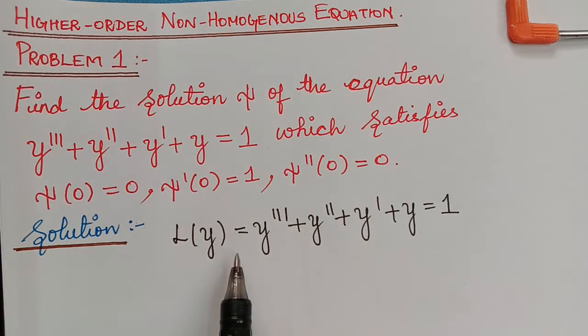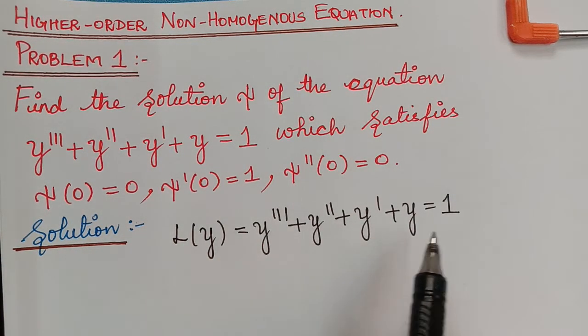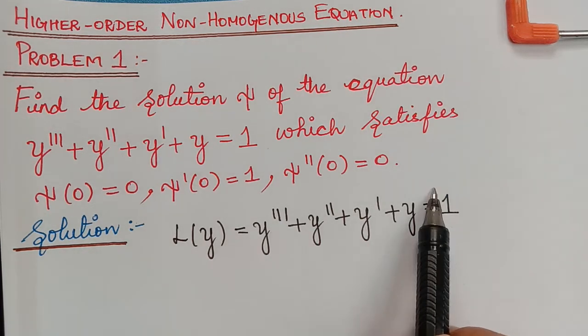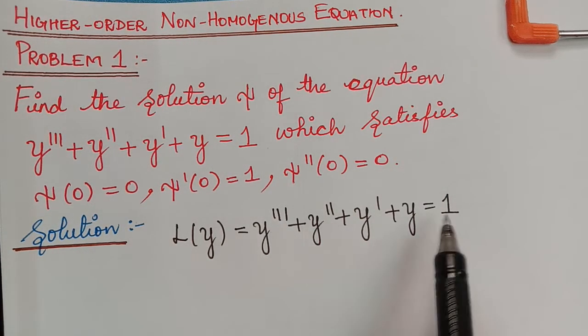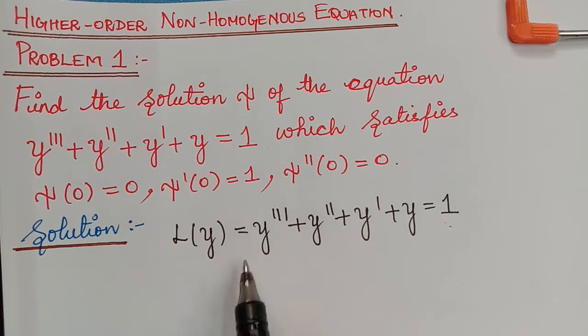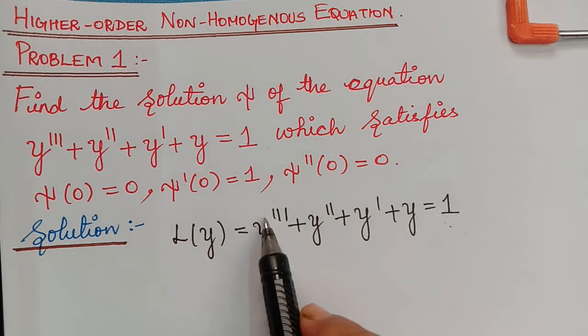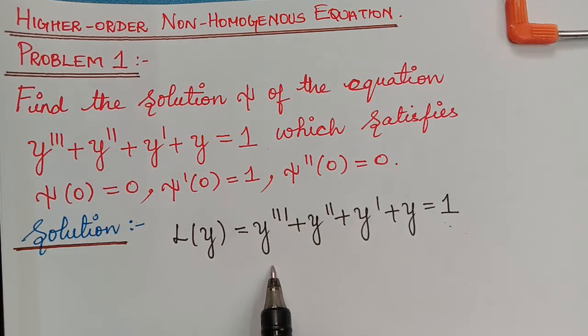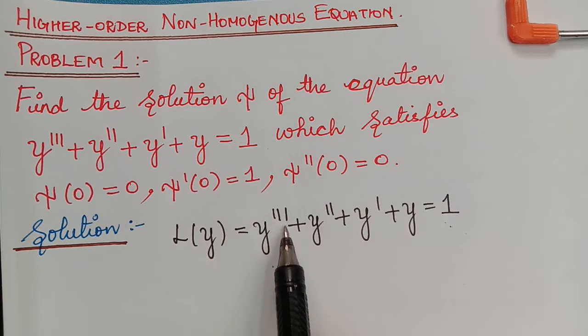We see that this is a non-homogeneous equation of order 3, because the right hand side is not equal to 0, it is equal to 1. So this is a non-homogeneous equation, and the highest derivative of this equation is 3. Therefore this is a higher order non-homogeneous equation, and the order of this equation is 3.